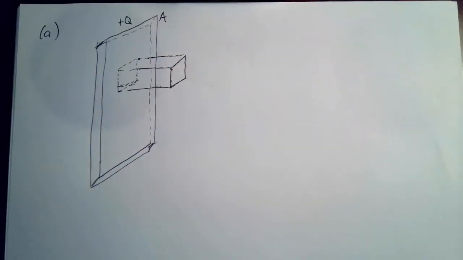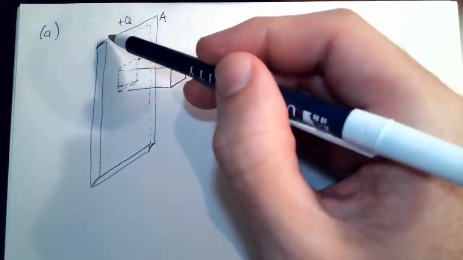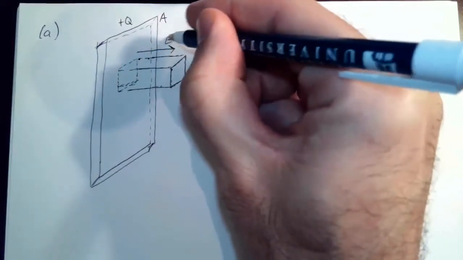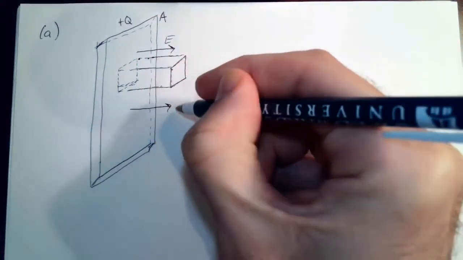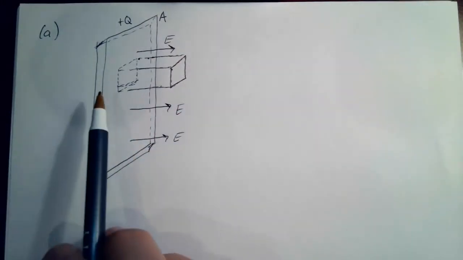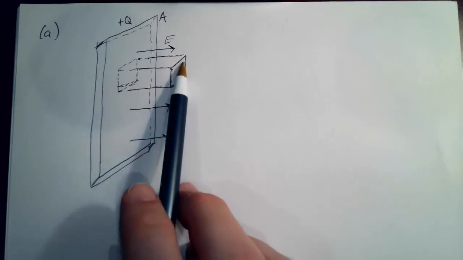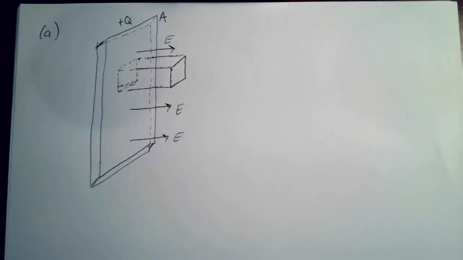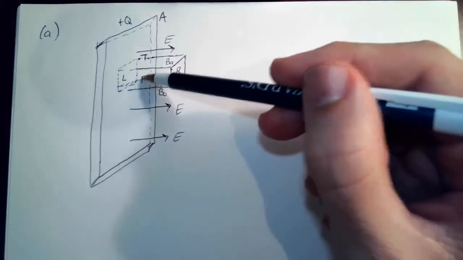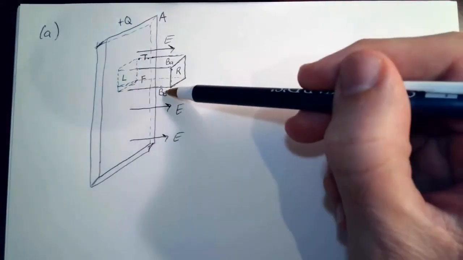Now the question tells us that we can make one assumption, which is that as long as we're not close to the edge, the electric field must be horizontal everywhere between the plates. So I'm just going to draw a couple here. And now we're pretty much ready to find the flux through this Gaussian surface. To get the flux through this box, we need to consider all six faces, the flux through each of the six faces, and add them together. So I've labeled the faces right, left, front, back, top, and bottom.